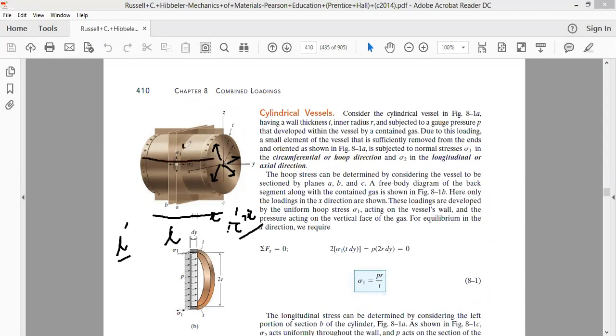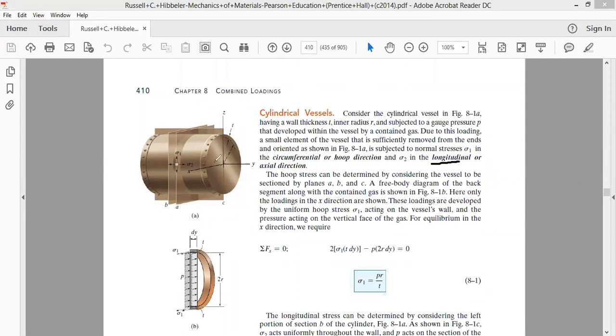So if you take any element out, like this element that has been extracted and highlighted here, this element will try to oppose the influence of the internal pressure to cause an increase in the length. So in the longitudinal direction, stresses are generated in this pressure vessel, and the stresses generated we call the longitudinal stresses.